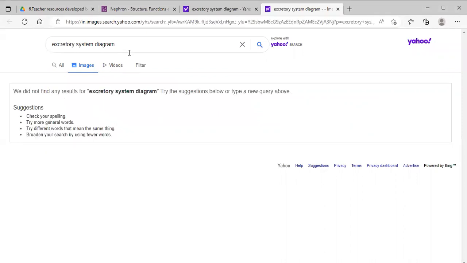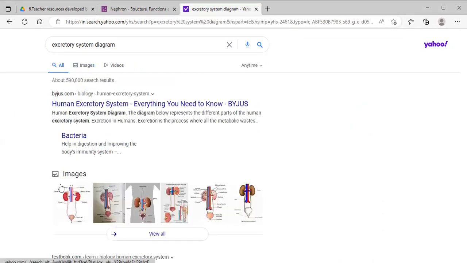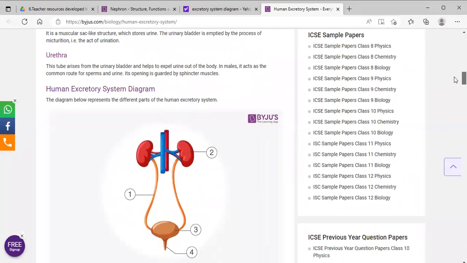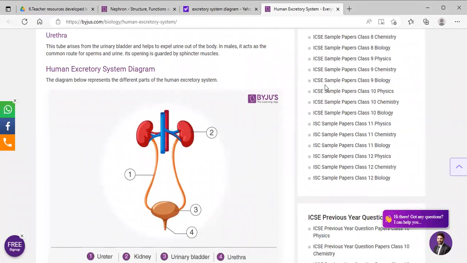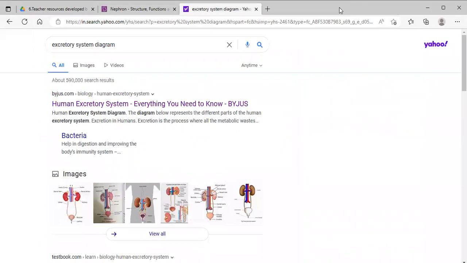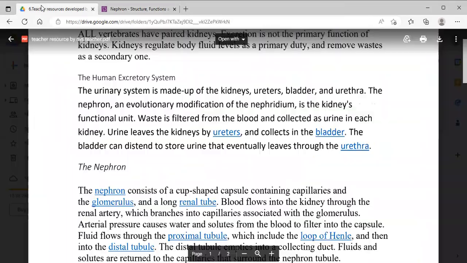Our kidneys are there, two in number. Labeled one is the ureter, three is the urinary bladder, and fourth is the urethra. So we study the excretory system in this manner. Now we're coming to the next topic, which is the nephron.